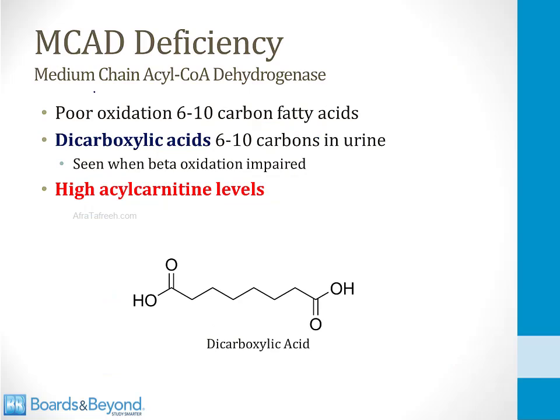In an MCAD deficiency, there is poor oxidation of medium chain fatty acids. These are fatty acids that are 6 to 10 carbons in length. And the hallmark of an MCAD deficiency is the presence of structures called dicarboxylic acids that are 6 to 10 carbons in length in the urine. This is the structure of a dicarboxylic acid shown at the bottom of the screen here. Fatty acids normally have a carboxylic acid group at only one end. A dicarboxylic acid has a carboxylic acid group at the other end as well.